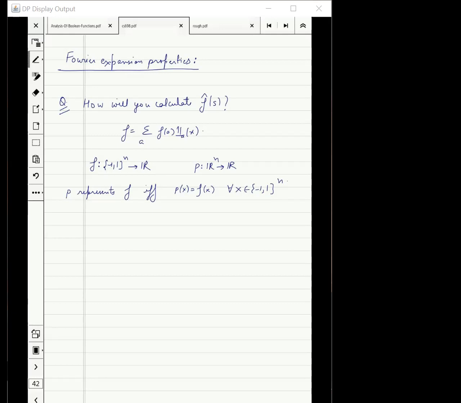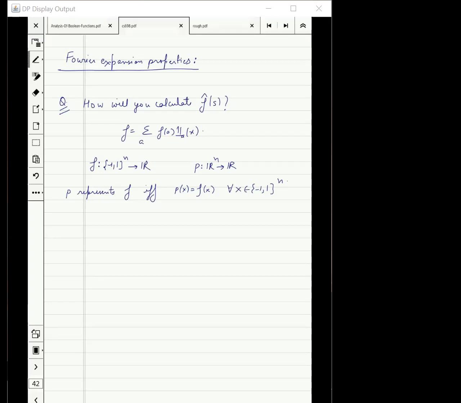Say for a particular index set S, all the values corresponding to that index set, we substitute them as one. No, it won't work. The problem is the domain is one comma minus one.